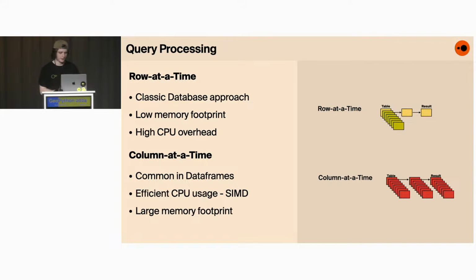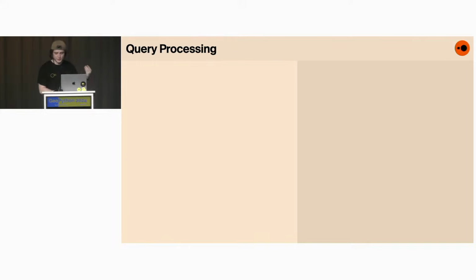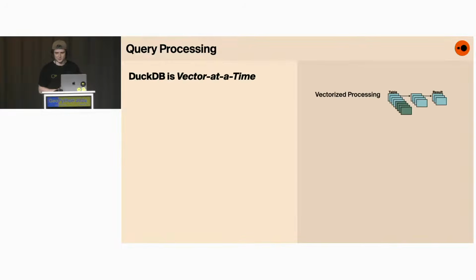So, the third way to do it, that's becoming very trendy nowadays, I guess, is the vector at a time model that DuckDB, among many, use. And it's kind of like a best of both worlds. Instead of operating on a row at a time or on the whole column, you operate on a vector of rows, which is a chunk of rows.